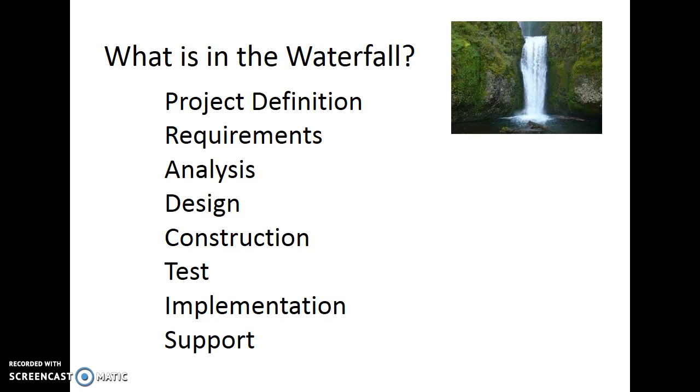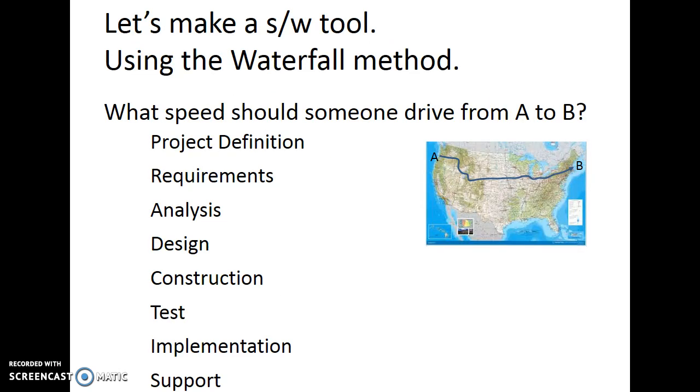Okay, so let's say, for example, we're going to make a waterfall solution, and I picked Portland, Oregon, driving to Boston, Massachusetts, but it could be any point A to B inside the continental United States. So we're going to write a software tool using the waterfall method to calculate the speed someone should use to drive from any point in the United States to any other point in the United States. So we need to spend some time defining the project. I think I defined most of it just there. Then gathering all the requirements. So let's see.